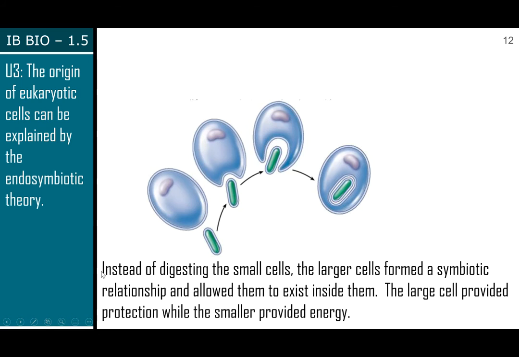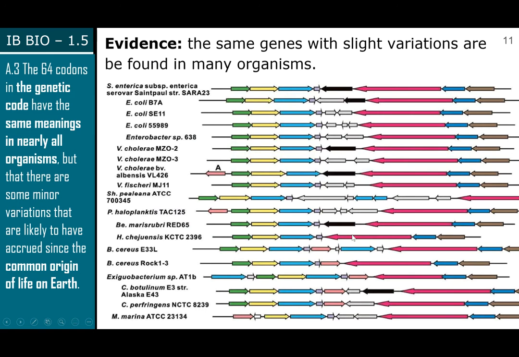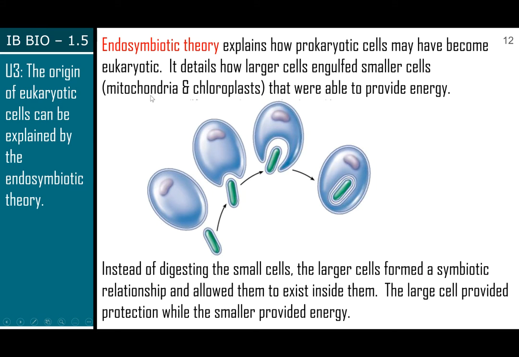Okay. Understanding number 3. The origin of eukaryotic cells can be explained by the endosymbiotic theory. So hopefully we all remember the difference between prokaryotic cells and eukaryotic cells, right? So prokaryotes came first, right? Prokaryotes are simple bacteria. Eukaryotes came later.